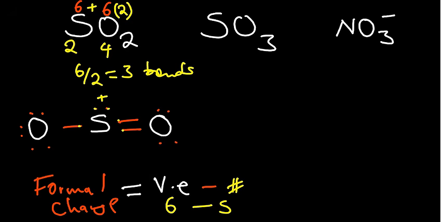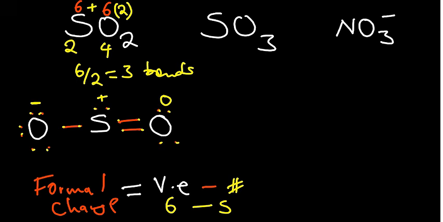For the oxygen on the right hand side, we have 1, 2, 3, 4, 5, 6. 6 minus 6, it has 0. The one on the left, we can count 1, 2, 3, 4, 5, 6, plus a bond, 7. So it has a negative. Those are the formal charges.